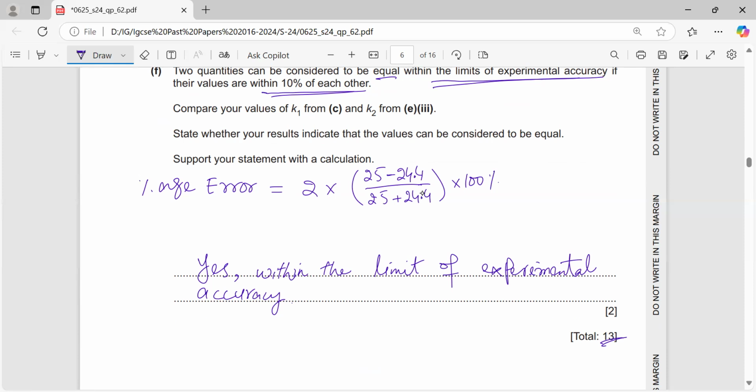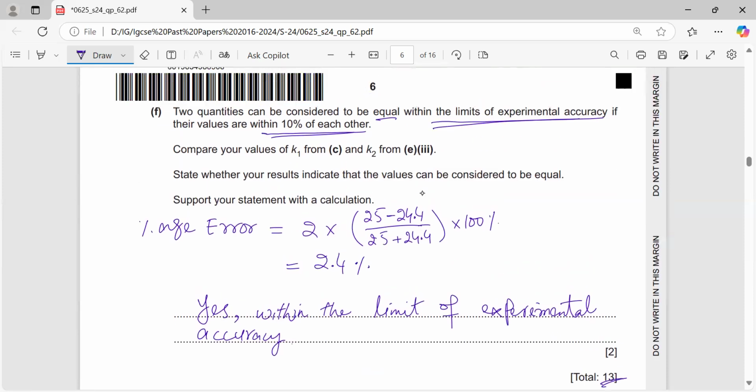(25 minus 24.4) over (25 plus 24.4) times 100. The answer comes to be 2.4. How much percent? It is only 2.4%. So of course this is less than 10%. 2.4% means your answer is 97.6% accurate. So a high ratio of accuracy.